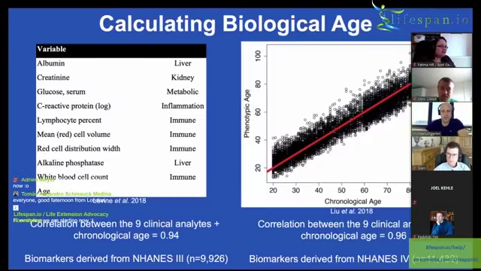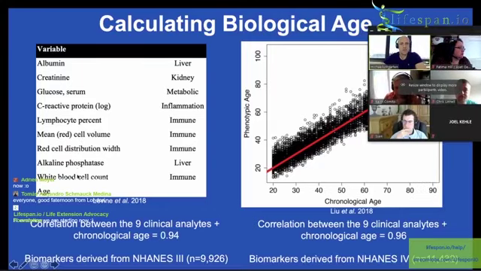Today we're going to talk about optimizing biological age. The biological age calculator that I'm going to talk about today is Levine's phenotypic age, and what that comprises are 9 clinical variables, including albumin, creatinine, serum glucose, inflammation (C-reactive protein), the percentage of lymphocytes of total white blood cells, the average red cell volume, red cell distribution width, alkaline phosphatase, white blood cell count, and age as the 10th variable.